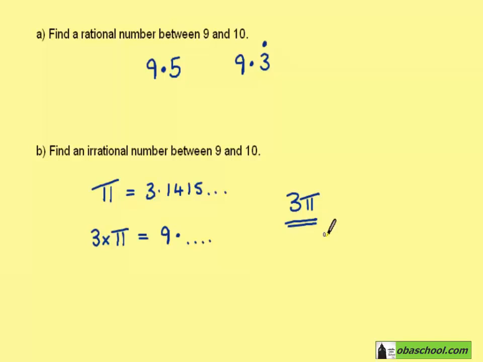And faced with this type of question, we could always do it this way: find an appropriate number to multiply pi by so that it's in the range that you're given.